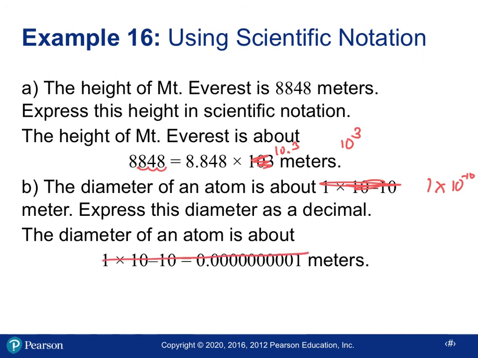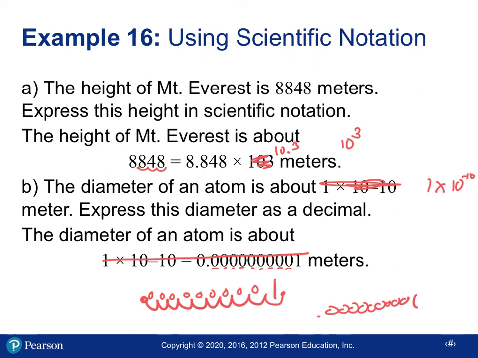Express this as a decimal. So you take that 1 and you scoop it 10 times. 1, 2, 3, 4, 5, 6, 7, 8, 9, 10. So notice 9 zeros with the 1. So 0.000000000 1 meters. And that's the end of section 4R2.